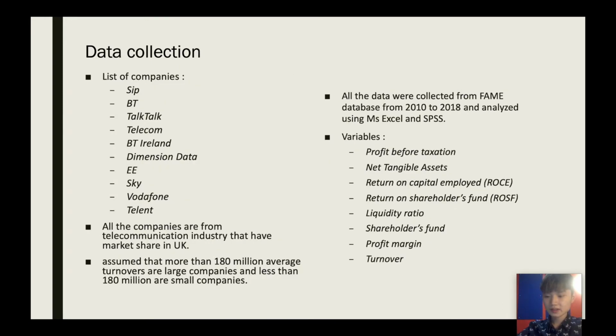This is a list of the companies that I chose. All the companies are from the telecommunication industry and have market share in the UK. Companies with more than £180 million average turnover are assumed to be large companies, and those with less than £180 million are small companies. All the data were collected from the FAME database from 2010 to 2018 and analyzed using Excel and SPSS. I chose these 8 variables for collecting and analyzing.